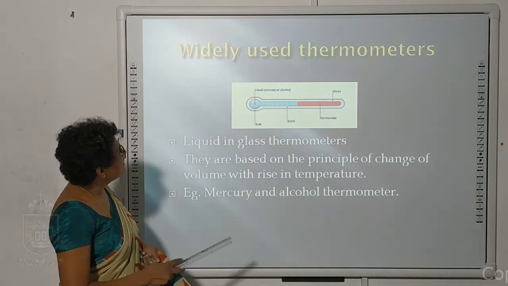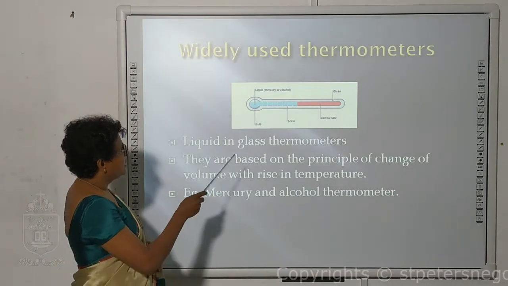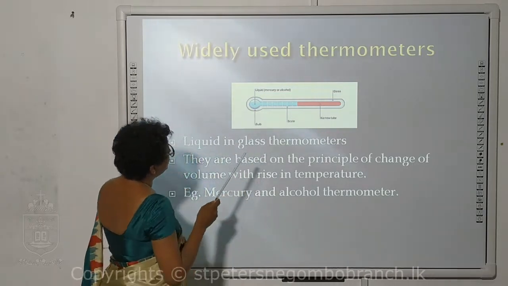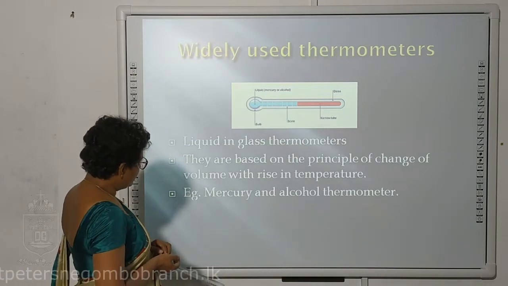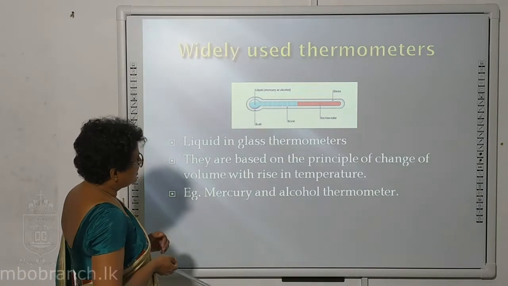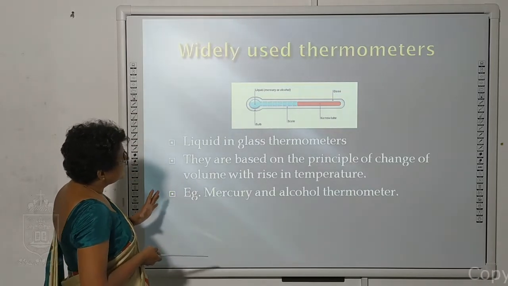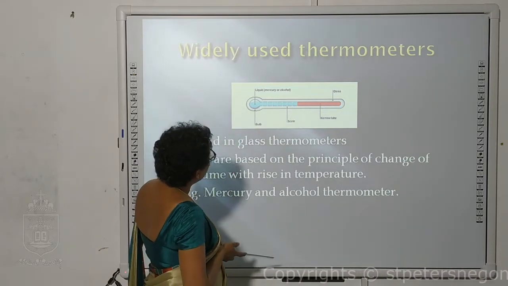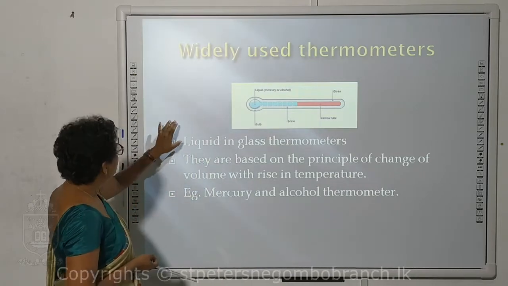This is a commonly used thermometer, the liquid in glass thermometer. Here you have a stem and a bulb. The bulb contains a liquid, sometimes mercury or sometimes alcohol. When the bulb gets heated, the liquid inside also gets heated and expands, and gives you the required temperature.